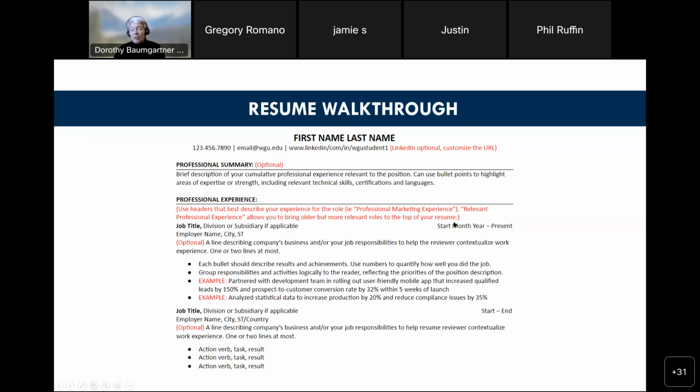And then you want all your dates on the right margin of the document. That's a place where recruiters are used to skimming. Again, you want to make it easy for them to find your info.